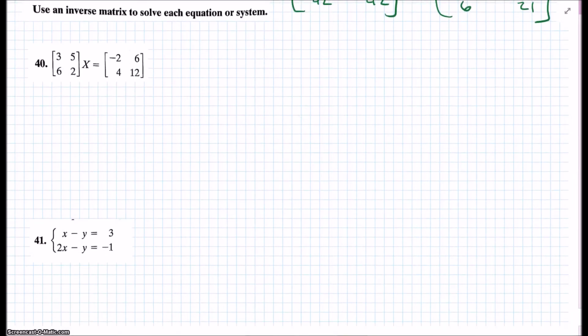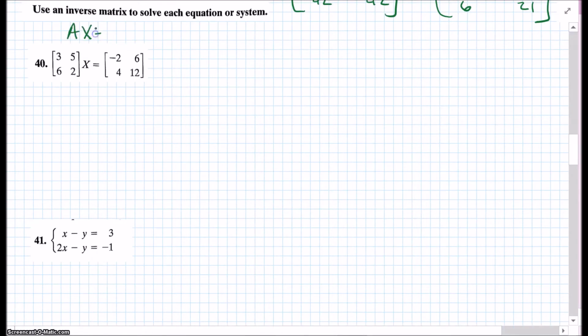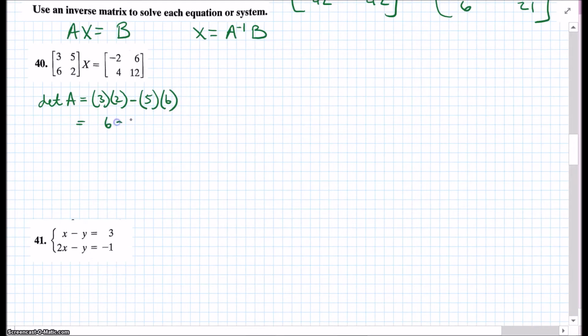Use an inverse matrix to solve each equation. If we remember, this looks like matrix A times matrix X equals matrix B. So we know X is going to equal A prime, or inverse of A, times B. So we've got to find the determinant of A first. That's going to be 3 times 2 minus 5 times 6, so that's 6 minus 30. So the determinant is going to be negative 24.